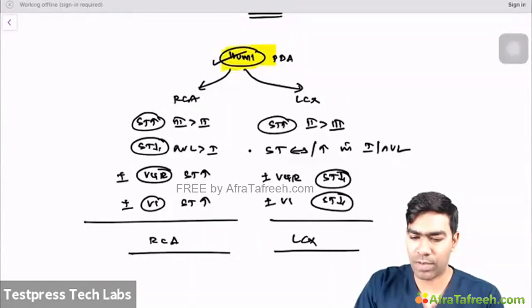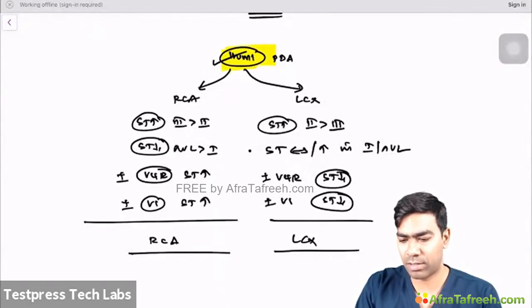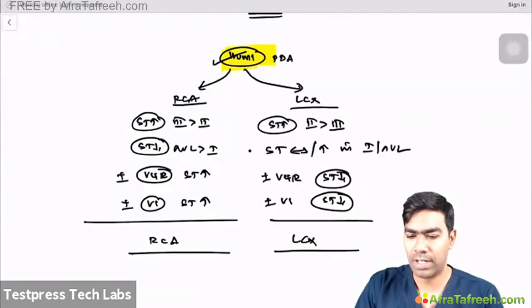So now we are clear about the inferior MI. Inferior MI can be due to RCA or LCX. These are the findings that will tell you which is the artery that is involved, RCA or probably a left circumflex.